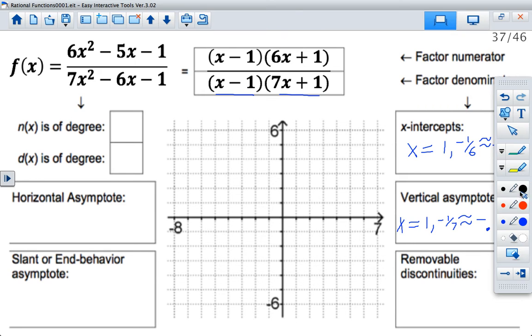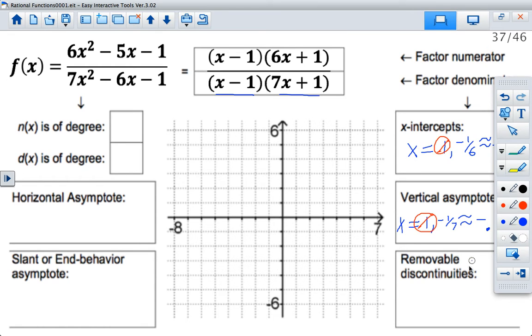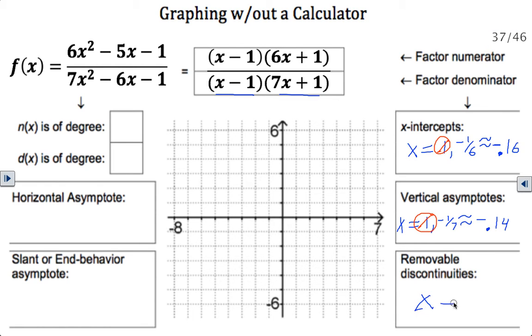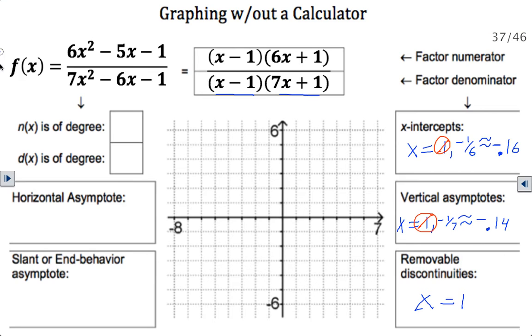And again, notice that you have the same number. Here you have a 1 here and a 1 here, so cross those out, and that's going to be your removable discontinuity, that x equals 1. All right, and then let's go to the left side of the graph. So now our numerator's degree is 2 because of our exponent here, and our denominator's degree is 2 because of this exponent. And the relationship there is the numerator's degree is equal to the denominator's degree.